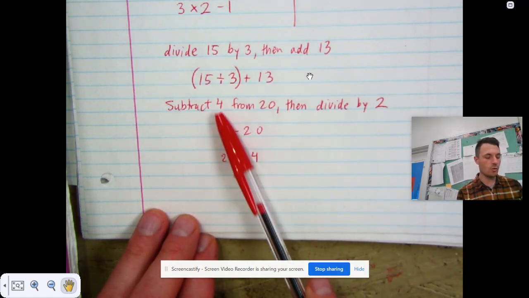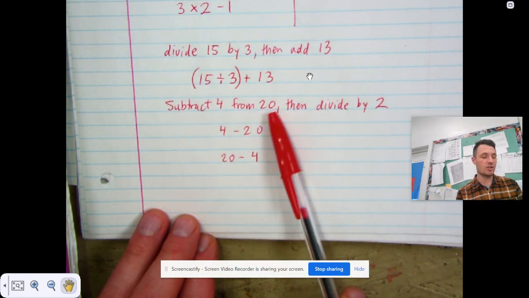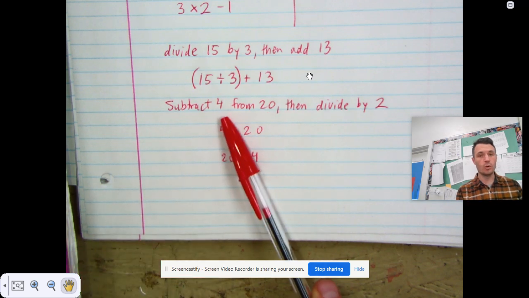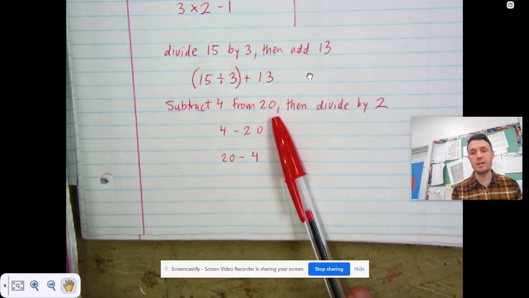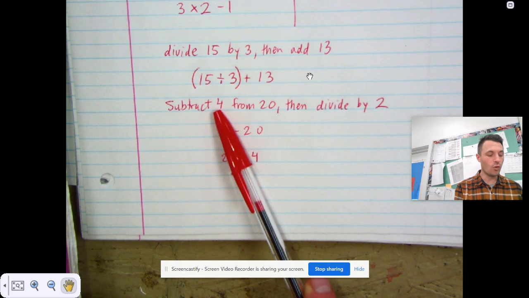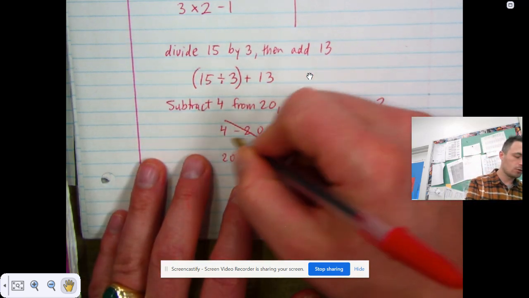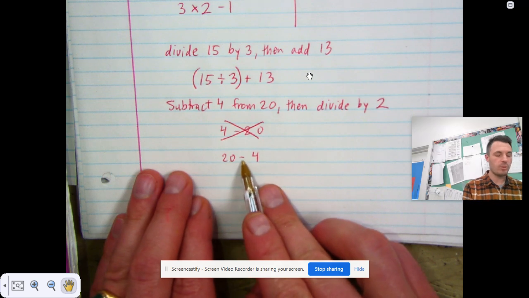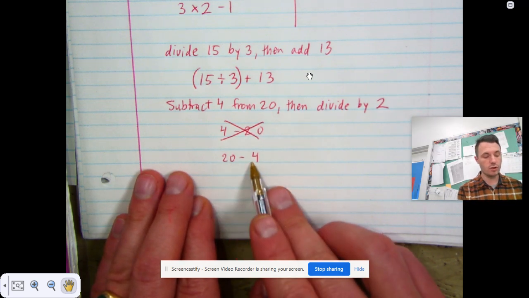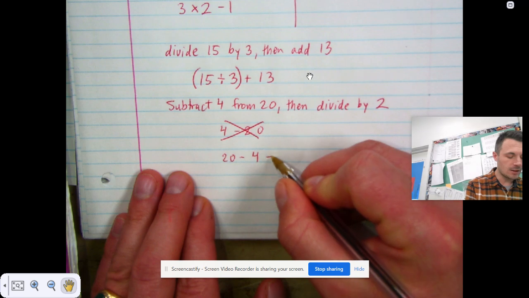I'm subtracting 4 from 20, which means I start with 20 and then 4 is taken from it. Imagine if you had 20 Skittles and someone took 4 from you. That wouldn't mean 4 minus 20. That would mean 20 minus 4. So I do this first and then I divide by 2.